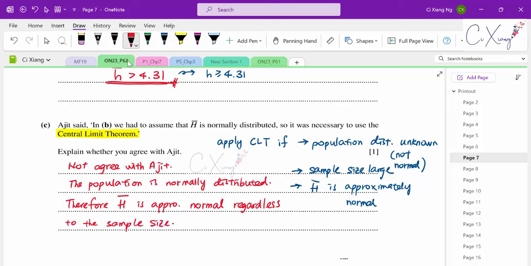Okay, so we are not applying the central limit theorem. So the central limit theorem is not used, or is not needed. Okay, so this is how we actually answer part C. Right.